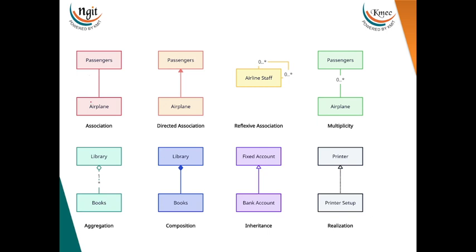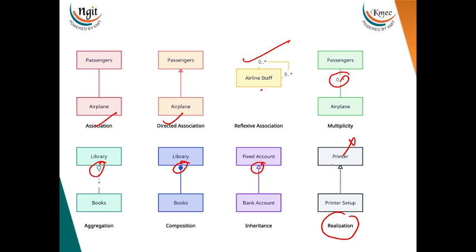Passenger in a plane, association, direct association. If this is one, this is a reflexive association. Passenger to aeroplane, this is called multiple. One aeroplane has n number of passengers. This is aggregation; I'll be able to tell you about this one. This is composition. We will see this one. This is inheritance. Bank has a fixed account. This is realization. Printer setup, then only can we do the printing.